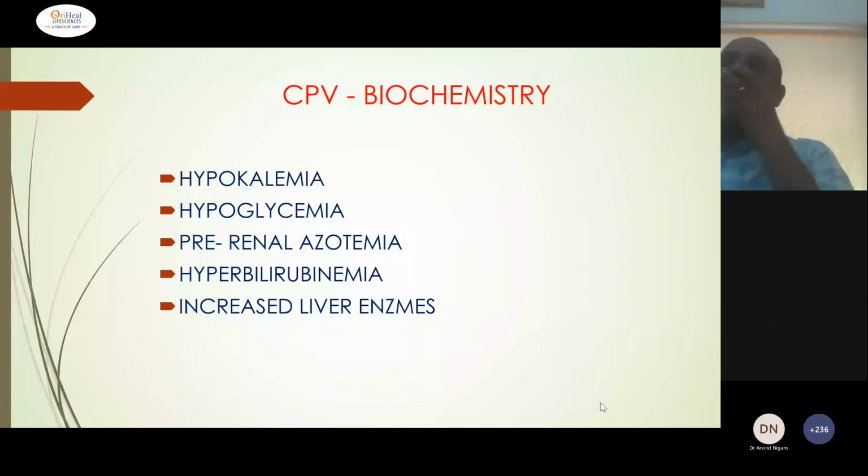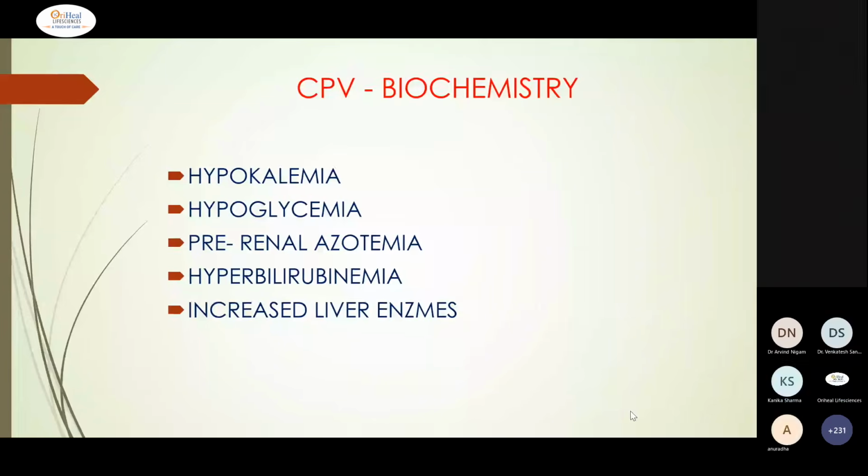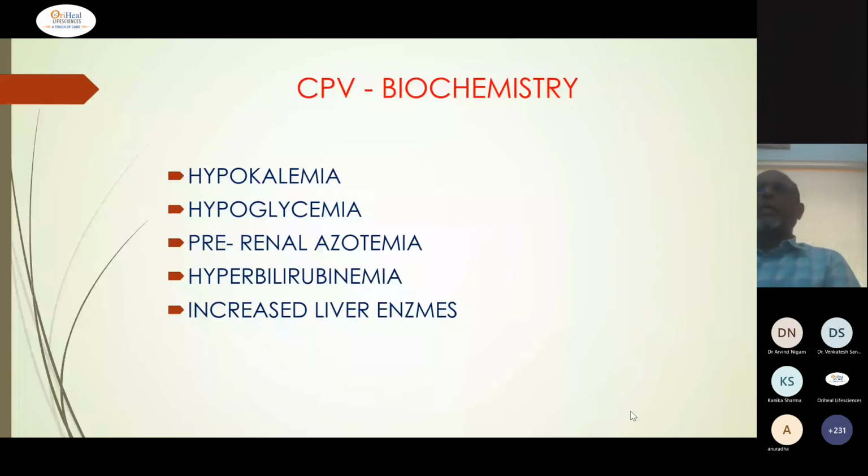So what are the chemistry abnormalities which are going to bother us? Hypokalemia. There's going to be hypokalemia, less than 4 milligram per deciliter. You need to give potassium. Hypoglycemia, this is again very important. So in case of parvovirus gastroenteritis, it's very, very important that you do potassium and glucose, PCV, and total protein immediately.